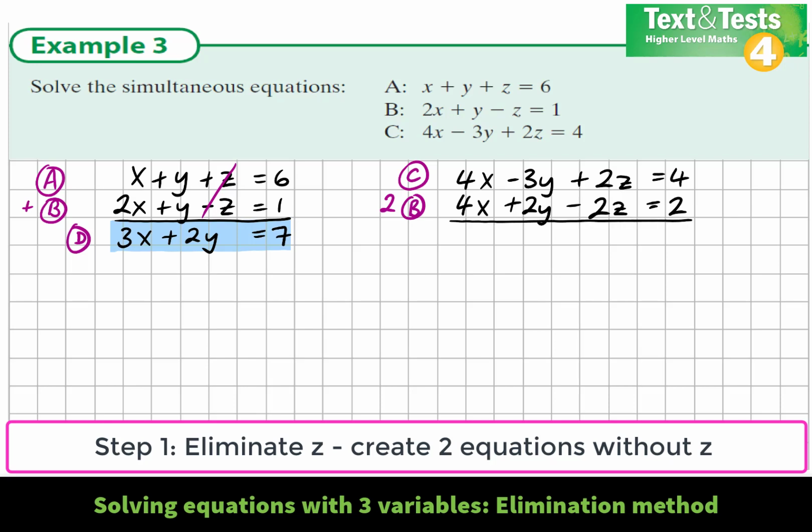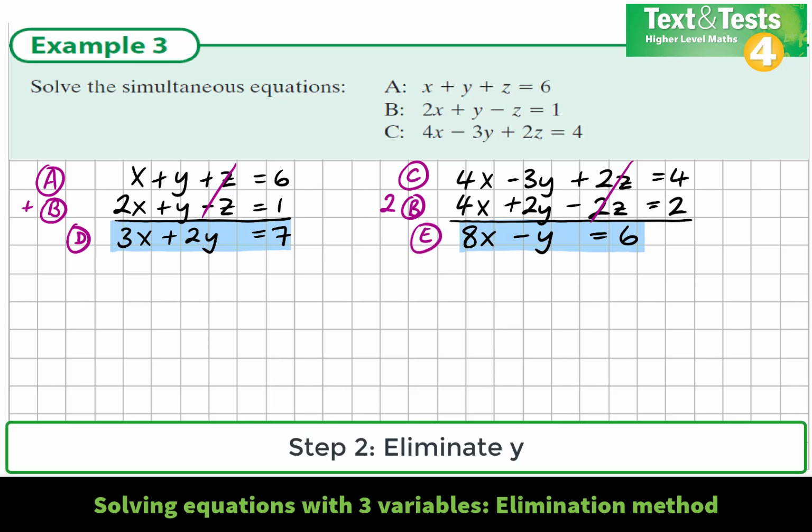So we add these equations. We have 2z and minus 2z, that adds up to 0, so z is eliminated. 4x plus 4x is 8x, minus 3y plus 2y is minus y, and that equals 4 plus 2, which is 6. So now we have a second equation with just x and y in it. I'll call this equation E.